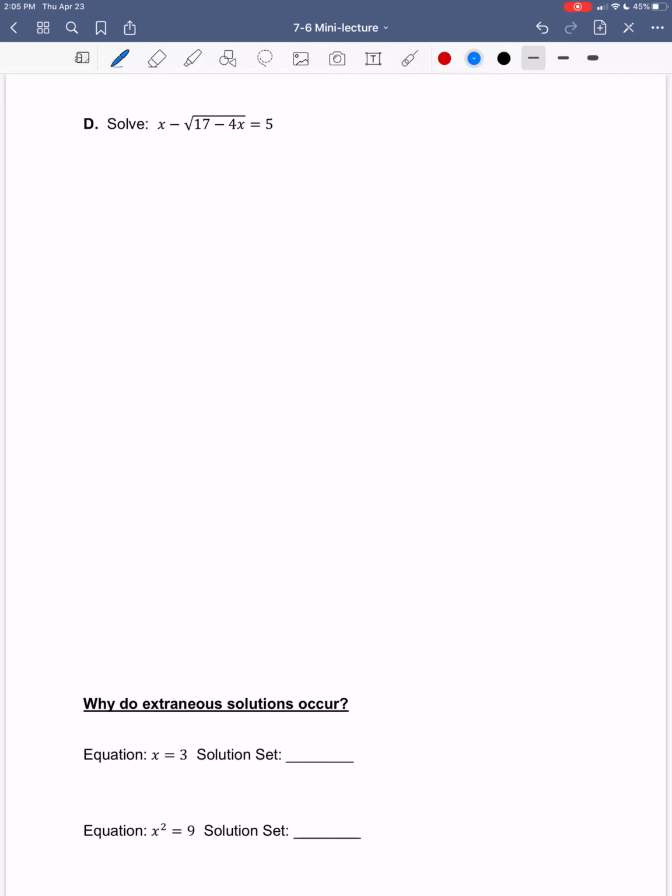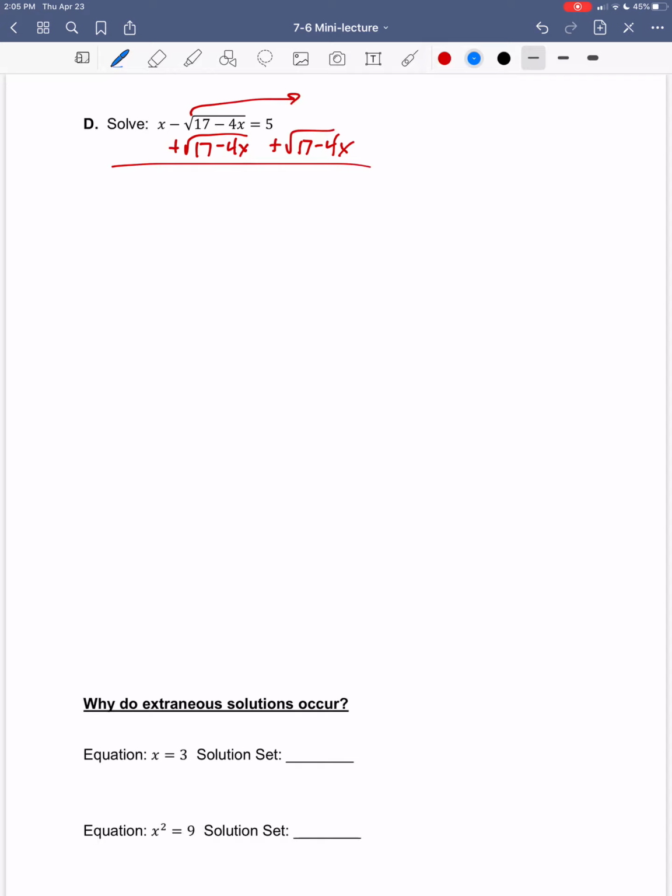Okay, one more problem here, and then I'm going to talk about this extraneous solution thing a little bit again. Here I'm going to try to get the square root by itself. I could move the x over, but this negative in front of the square root bothers me a little bit. I think it would look cleaner if I didn't have that. So I would probably take this and move the square root to the other side first. So I'm going to say plus the square root of 17 minus 4x on both sides.